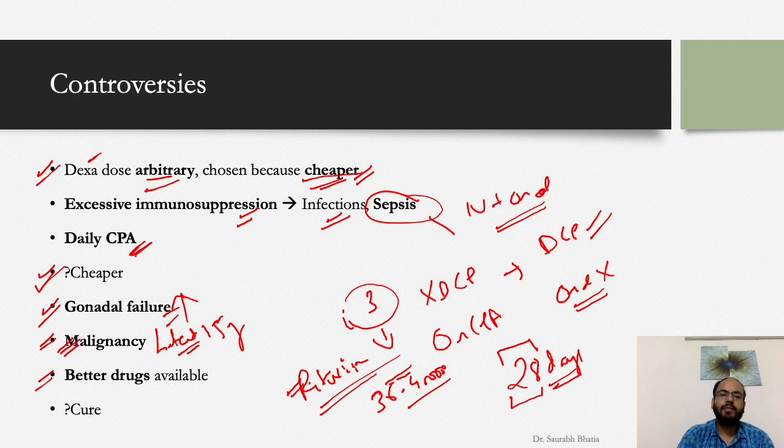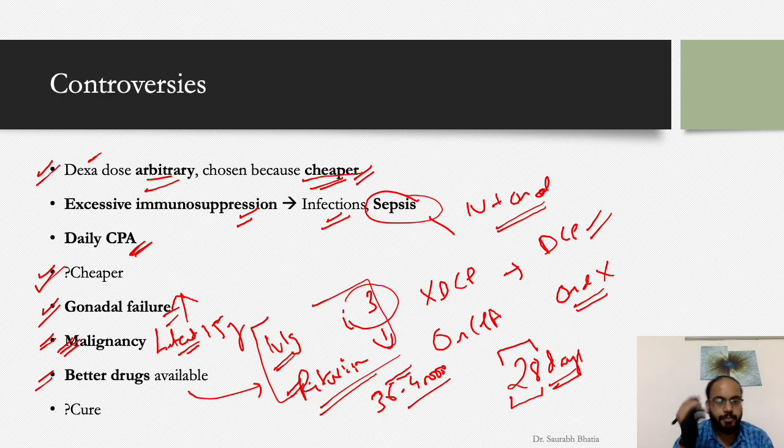Better drugs, we have already discussed that rituximab is available, IVIG is a good option, but these are all costly drugs, and these are usually and easily available in a government setup, and that makes it very preferable for treatment of pemphigus. Okay, and if the patient has a below poverty line card, even the government supplies rituximab for their treatment. So we have better drugs available.